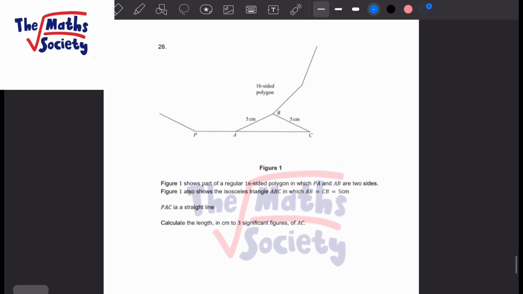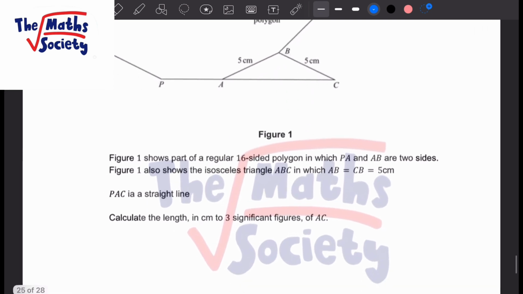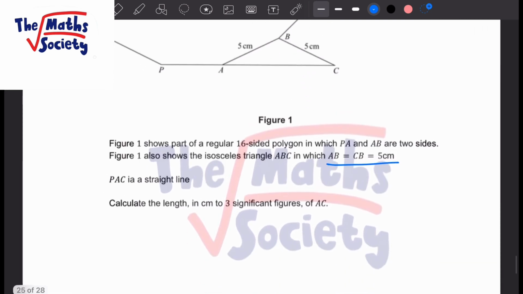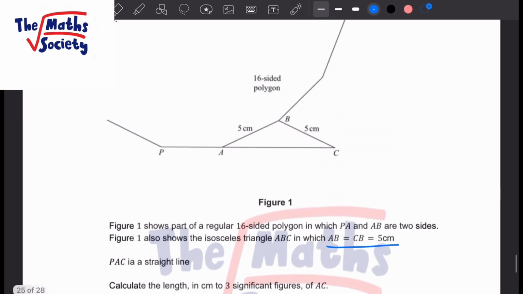Okay, so now going on to 26, it says that figure 1 shows a regular 16-sided polygon in which PA and AB are two sides. Figure 1 also shows the isosceles triangle, which is this, 5 centimeters, PC is a straight line, and you need to calculate the length in centimeters to 3 significant figures of AC.